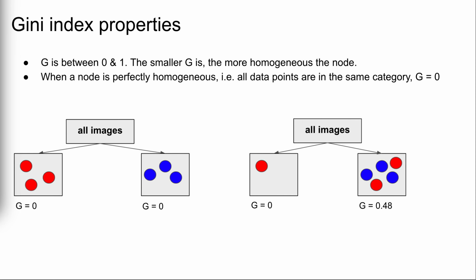Stepping back, as a probability, the Gini index is a number between 0 and 1. The smaller the index, the more homogeneous or pure the node. At the extreme, when a node is perfectly homogeneous, that is, all data points in the node are in the same category, G equals 0.